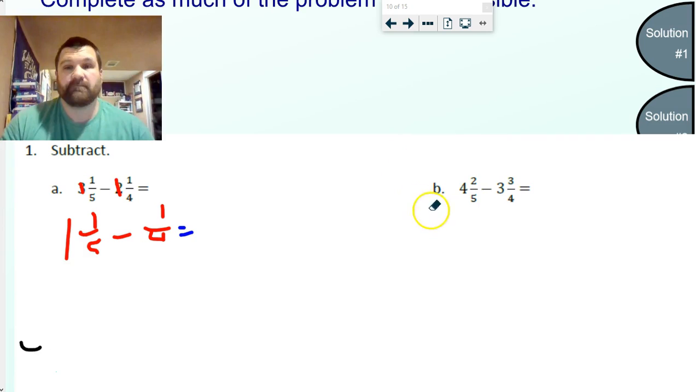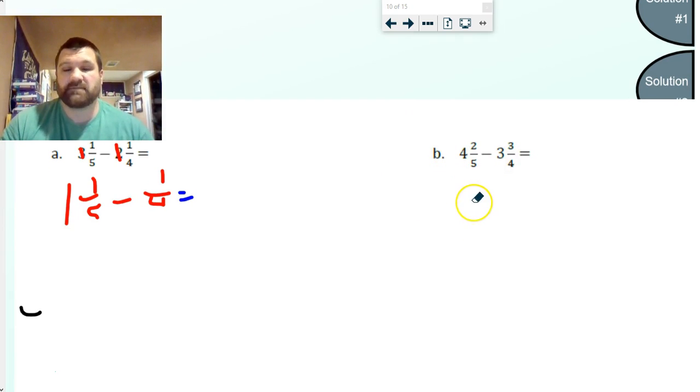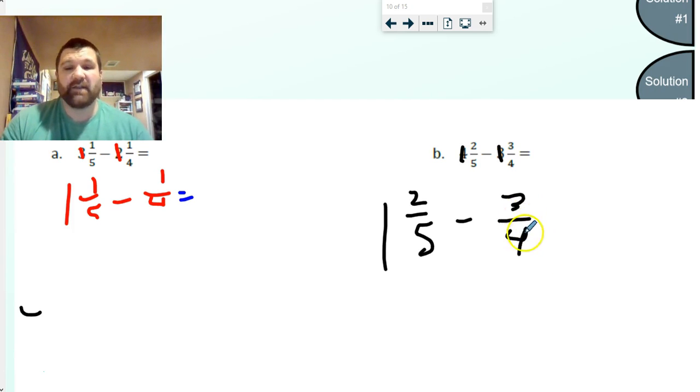Okay, are you done? Excellent. So, similar problem, right? We can go ahead here and take away our wholes. 4 minus 3 is 1, 2/5 minus 3/4. I know that 3/4 is bigger than 2/5, so I'm going to go ahead and just take away from the whole first.